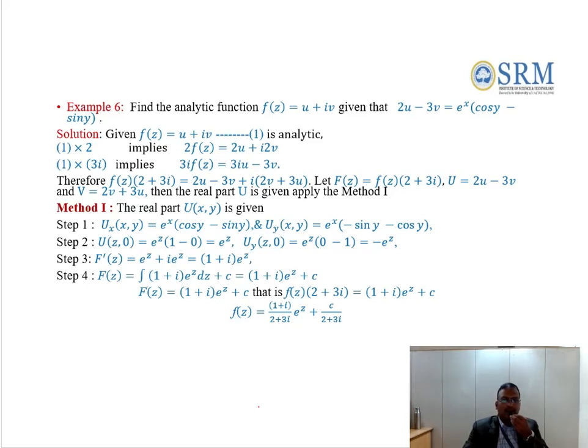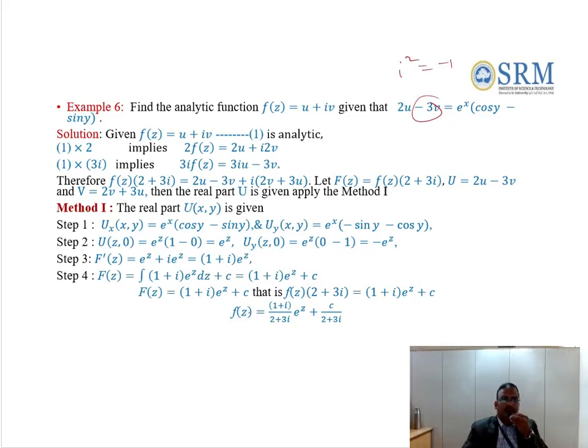Therefore, we have to multiply the unknown f of z by a suitable constant in order to get 2u minus 3v. Look at this, f of z equal to u plus iv, but I wanted 2u, so multiply equation 1 by 2, that gives 2f of z equal to 2u plus i 2v. The second component is I want minus 3v. We know that i square equal to minus 1.